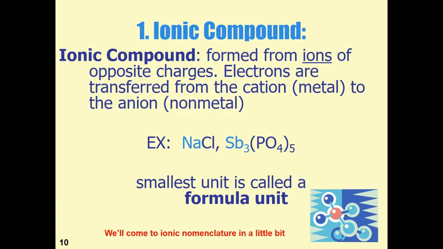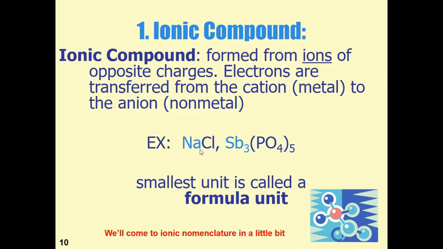So let's talk about an ionic compound first. An ionic compound is a compound that is formed from ions of opposite charges. In other words, you need a cation and an anion, like I just said. And because it's an ionic compound, your electrons are transferred from the cation, typically a metal, to an anion, typically a nonmetal or a polyatomic. Why does the metal transfer? To get that octet it wants. Why does the anion accept those electrons? To get an octet. Remember, that's what they want to do.